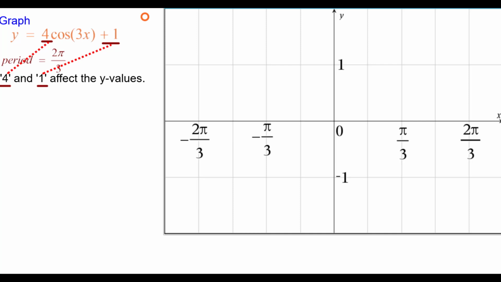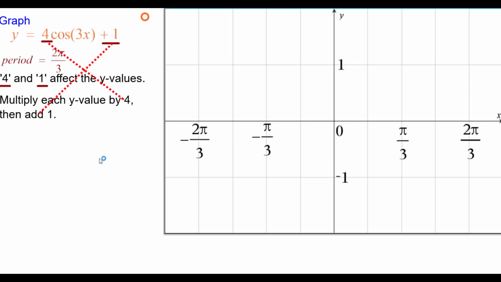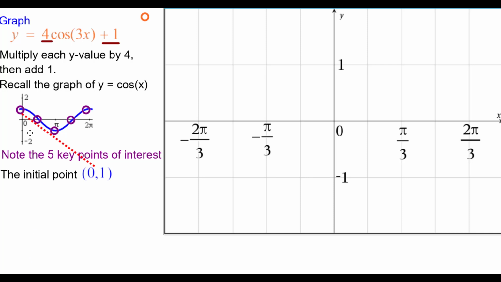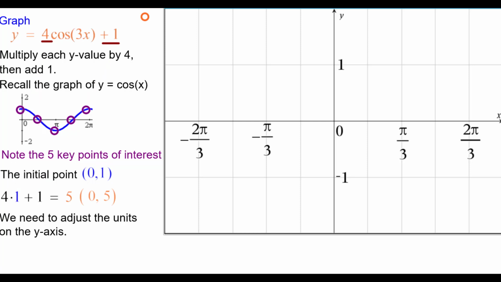So again, 4 and 1 affect the y values. We're going to multiply each y value by the 4, and then add 1 in that order, by order of operations. Recall the graph of the cosine function. Note the 5 key points of interest. The initial point, 0, 1. We're going to multiply the y value by 4, add 1, and get 5. And so our initial point will be at 0, 5.